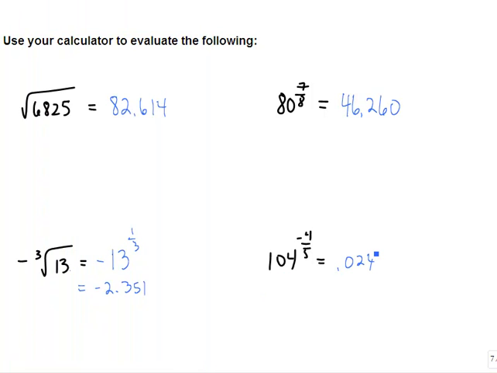So play around with your own calculator. Make sure that you're used to how the buttons work and in what order you need to press things. Sometimes some calculators require that you type the power first and then the base. Some require the base first and then the power. So play around with what you have and ask your instructor if you have any questions.